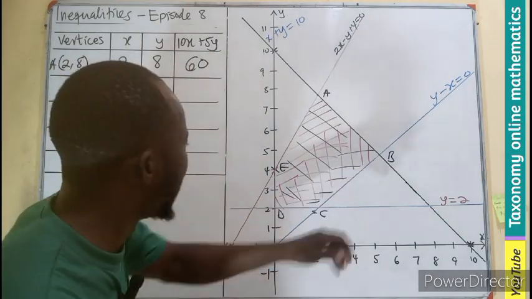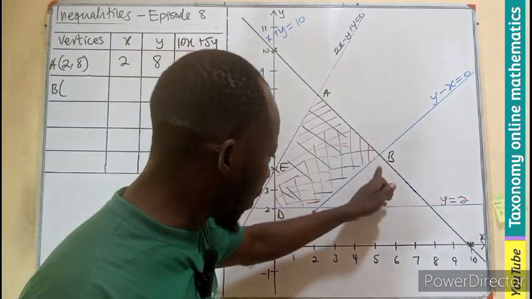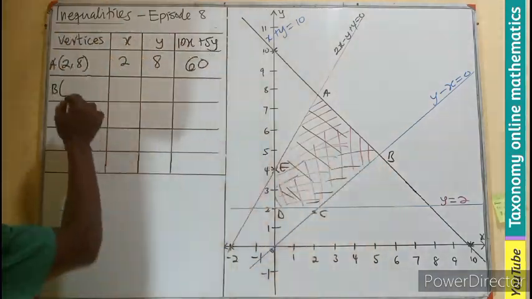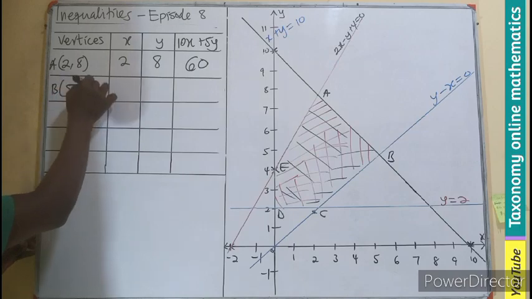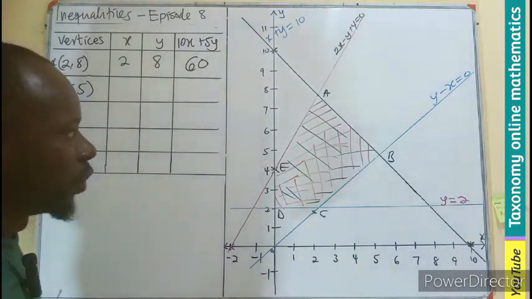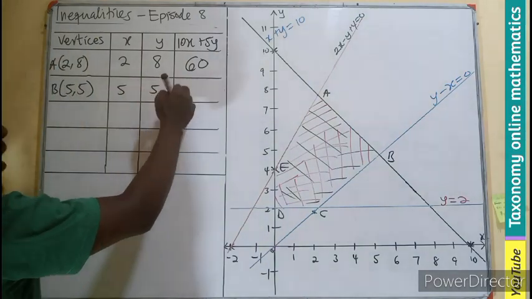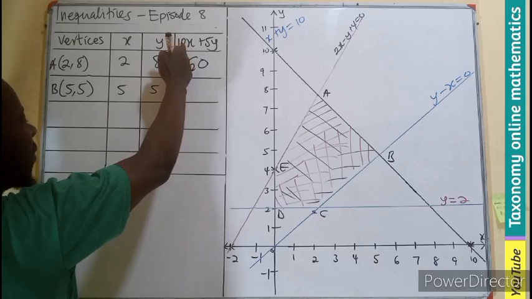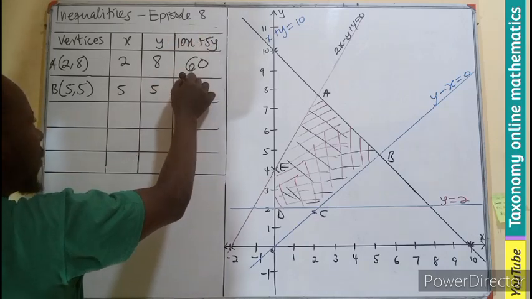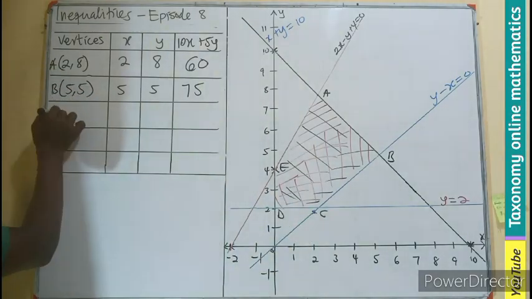Then let's go for B. What is the coordinate there? You can have 5 and 5. Don't forget, I mentioned you can also solve them simultaneously to arrive at the same point, or use your eye to get it. Meaning 5 here, 5 here. 5 times this, 50. 5 times this, 25. So you have 75.